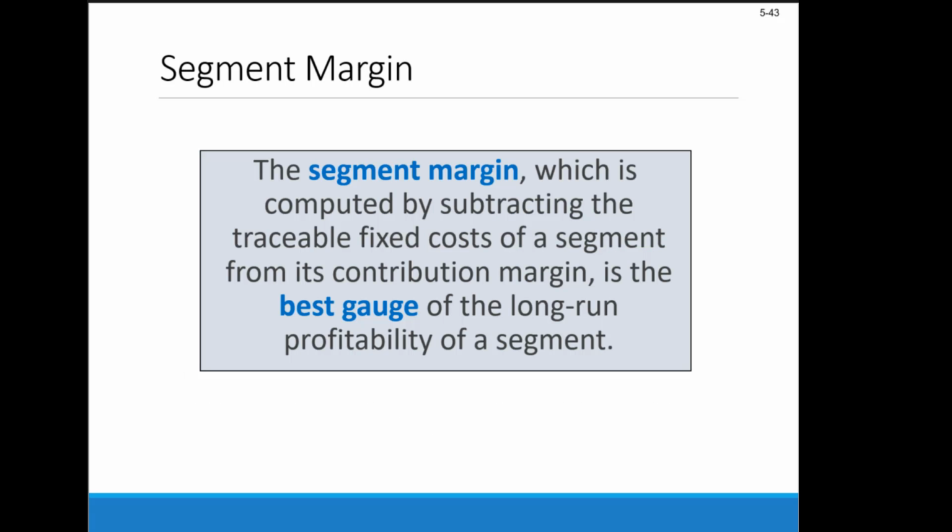So that new measure for us here in Chapter 6, the segment margin, is going to be found by taking the contribution margin of the segment, which again was just sales minus variable expenses, and then deducting just the traceable fixed costs of that particular segment. We would say that the segment margin is the best indicator of the potential profitability of that individual segment. And as a general rule, if a segment has a positive segment margin, or even at zero, they're contributing something positive to the company's overall bottom line, and all things equal, they should stick around. We shouldn't discontinue them.